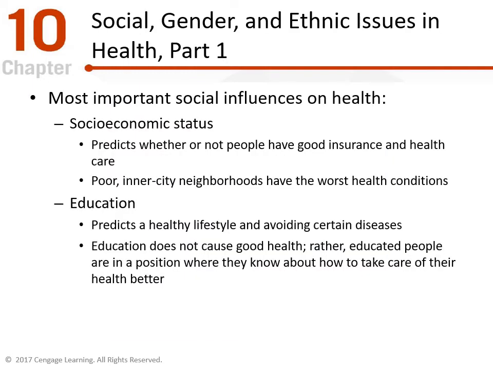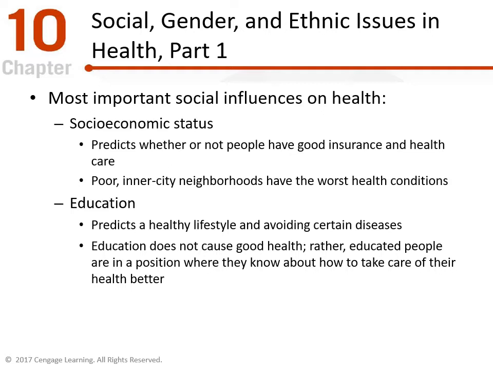So let's take a look at social, gender, and ethnic issues in health. The most important social influence on health, as we think about all the lectures we've gone through so far, is your socioeconomic status, right? It's your availability of education on nutrition and health, and access to health care, all that stuff. If you have a higher socioeconomic status, you tend to have better access to all those things.